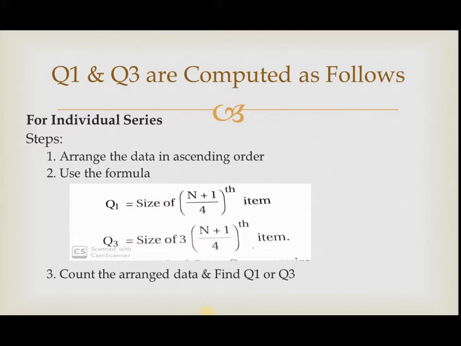Before solving the problems, I will recall the formulas which we discussed in quartiles. For Q1 and Q3, the quartiles are computed as follows in an individual series. First we arrange the data in ascending order. Then we use the formula size of (n plus 1) by 4 for Q1, and for Q3 we use size of 3(n plus 1) by 4. Whatever value we get, for example the 4th item or 4.5th item, we go and find that value in the series.